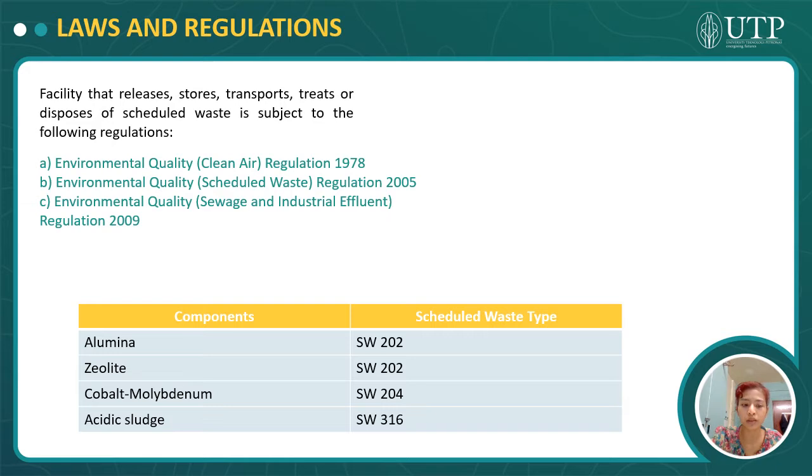So based on our waste, alumina and zeolite are under waste catalyst, while cobalt molybdenum is under sludges containing one or several metals. And for other waste, it is categorized under acidic sludge because it contains ammonia and several other chemicals that are acidic.